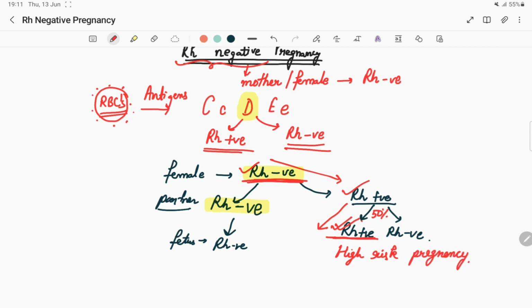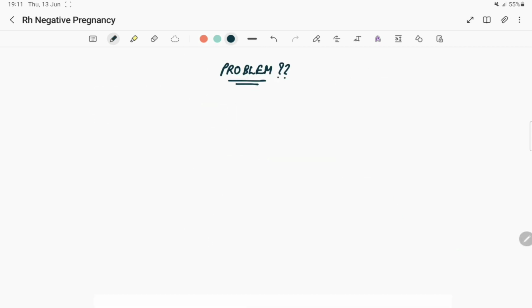Now, this high risk pregnancy, why are we calling it high risk? Or, in other terms, what is the problem with this high risk pregnancy where the fetus is Rh positive and the mother is Rh negative? Like, why are we calling it high risk? The problem in this combination is that whenever there is feto-maternal hemorrhage due to any cause, right? Feto-maternal hemorrhage, it could be bleeding, it could be due to versions, or if you do some invasive procedures, right? In that case, there could be a feto-maternal hemorrhage. Now, what will happen next?